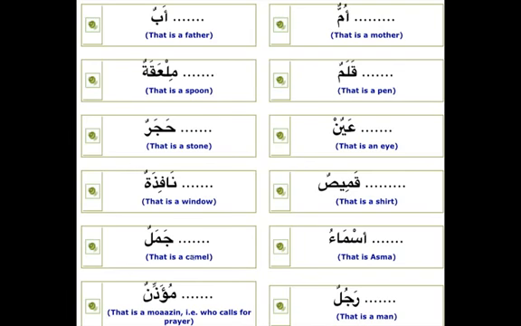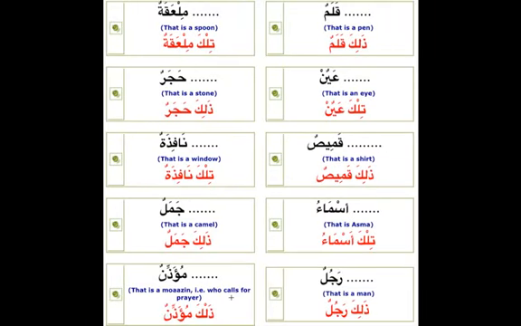Jamalun is a camel, and it is a male camel. So we say dhalika jamal. Mu'adhdhin, the one who calls for prayer. So we say dhalika mu'adhdhin. So those are the answers, if you want to know.